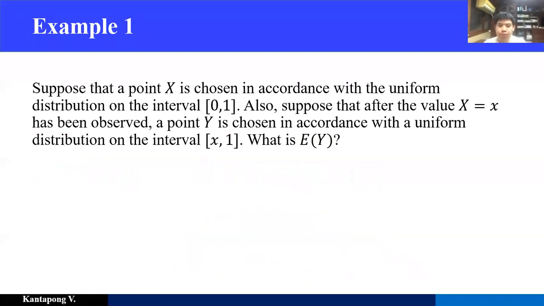So let's see. Suppose that a point X is chosen uniformly on the interval between 0 and 1. Let me draw a picture to illustrate this problem. So X is between 0 and 1. Let's say it is chosen, for example, 0.3. So 0.3 is the X.